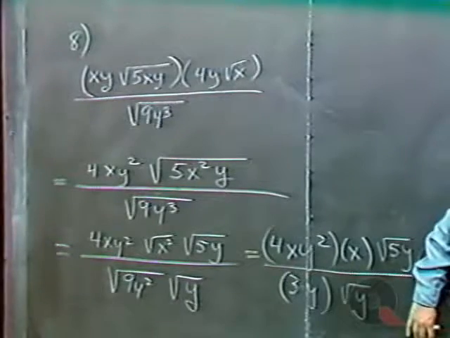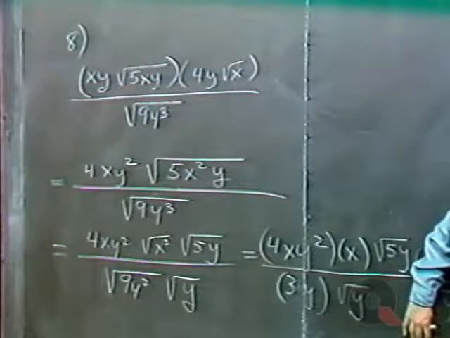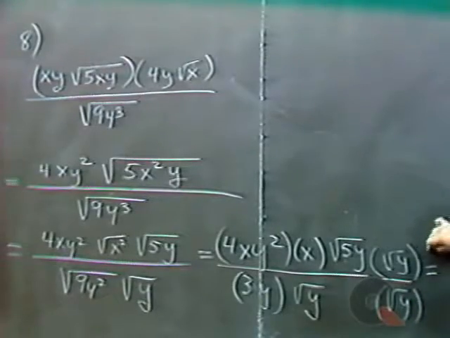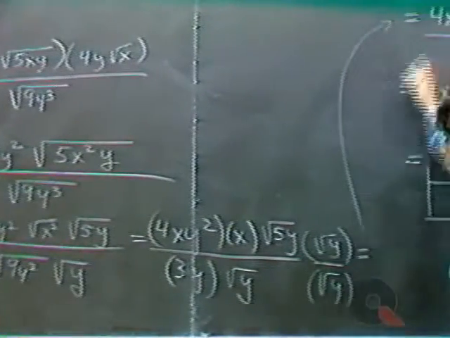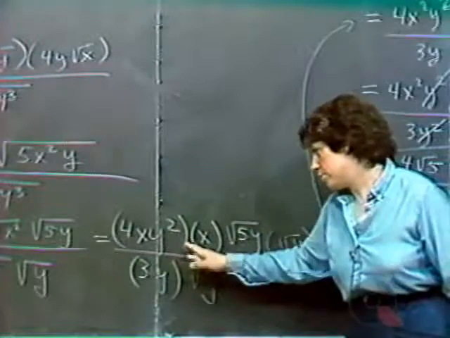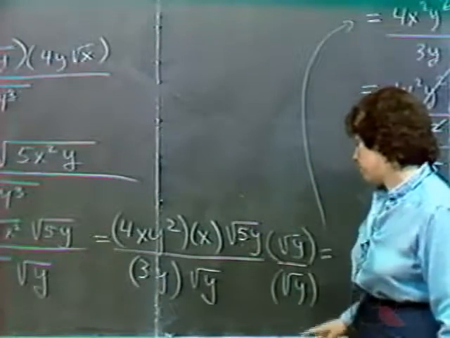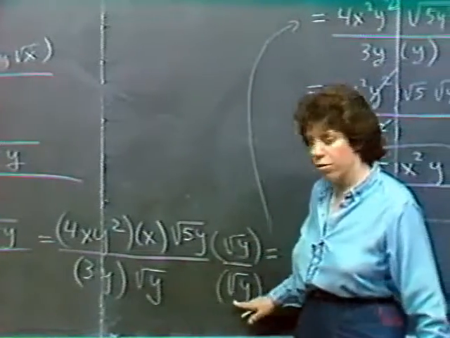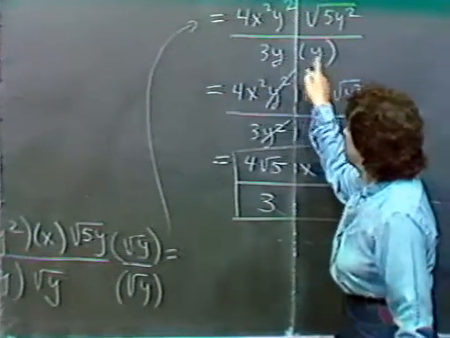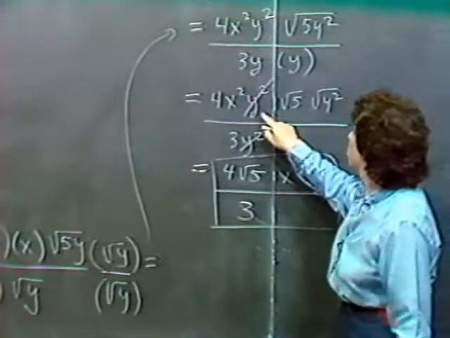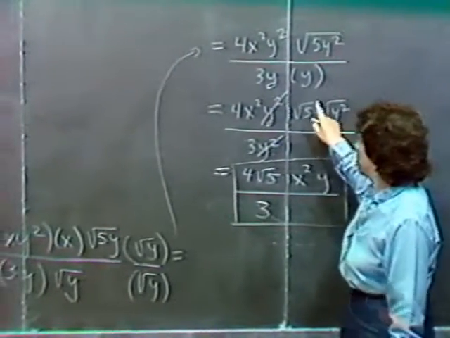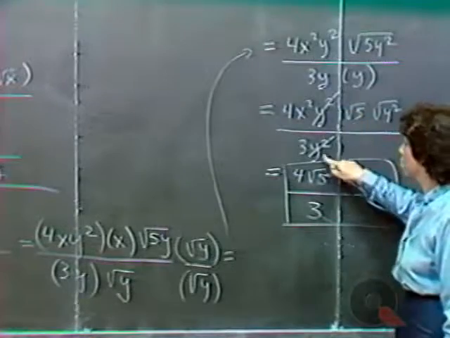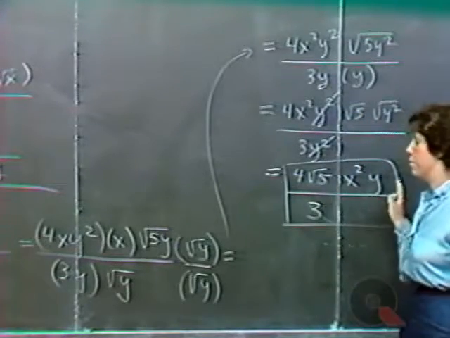However, we still had a radical in the denominator, so we had to multiply numerator and denominator by the square root of y. And then proceeding in this manner, we got 4x squared y squared times the square root of 5y squared, 3y times y. The square root of y times the square root of y was y. So we had 4x squared y squared times the square root of 5y squared, which we wrote as the square root of 5 times the square root of y squared over 3y squared. The y squareds canceled, leaving us this for the final answer.